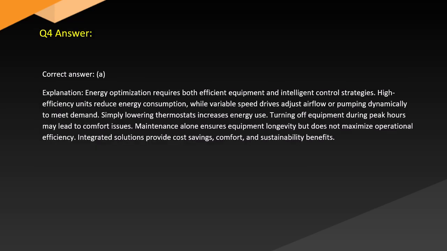Answer. Correct answer, A. Explanation. Energy optimization requires both efficient equipment and intelligent control strategies. High-efficiency units reduce energy consumption, while variable speed drives adjust airflow or pumping dynamically to meet demand.